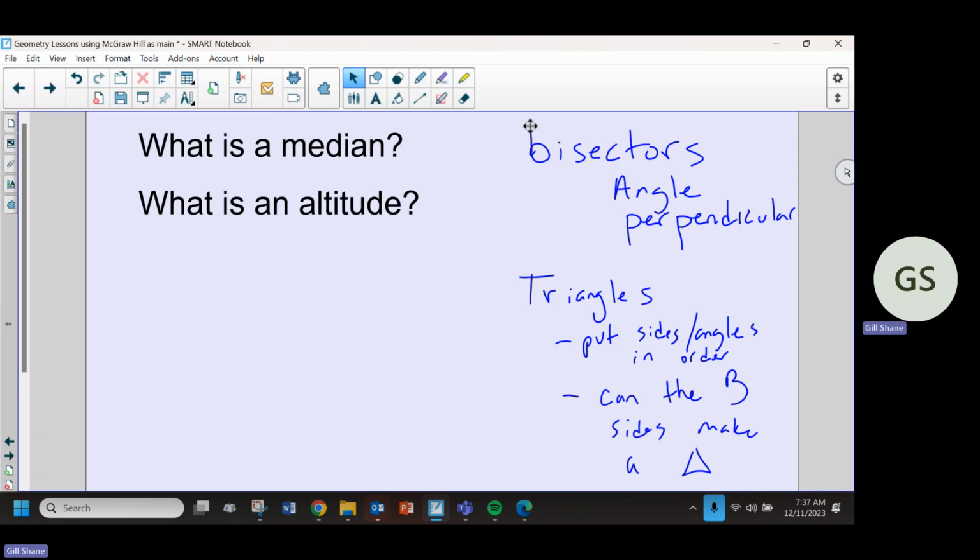So we'll go ahead. We've got a lot to do in the lesson, and we've got like 30 minutes to try to cram all of it in. Still, what is a median?